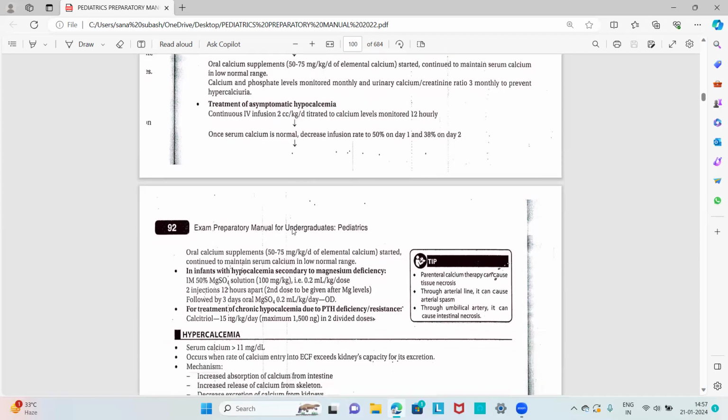Then, or after that, oral calcium supplements of 50 to 75 milligram per kilogram per day of elemental calcium are started. Continue to maintain serum calcium in the normal low range. In infants with hypocalcemia secondary to magnesium deficiency, these are the management options.